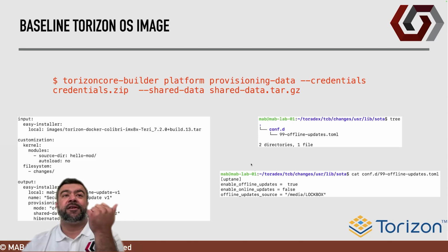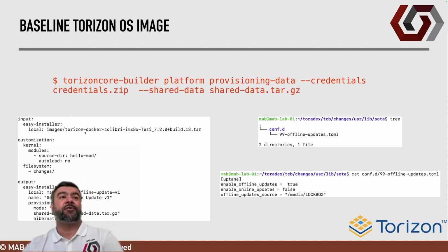So just to summarize, our input is the baseline Easy Installer image, the baseline image for Torizon with Docker support, but with no pre-provisioned containers, targeting the Colibri i.MX 8X. We have two customizations. The first is we want to compile and add a kernel module called hello that is contained in the hello mod directory. And we also want the directory structure contained under the changes directory, where essentially the file system will contain /usr/lib/sota/conf.d/99-offline-updates.toml.